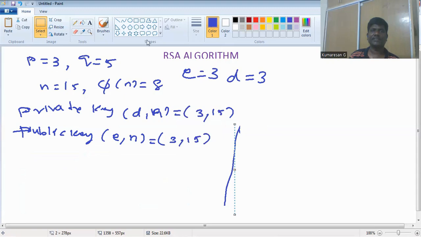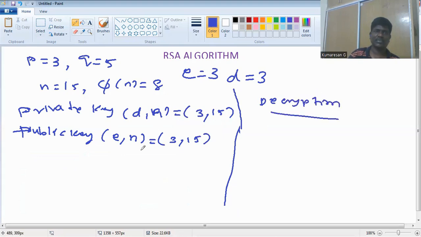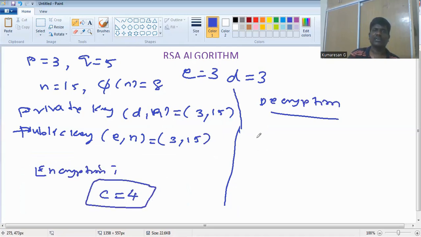So here I will write the decryption process. Encryption values we already know; encryption is already completed, so we get the ciphertext as 4. Now we need to find the decryption.